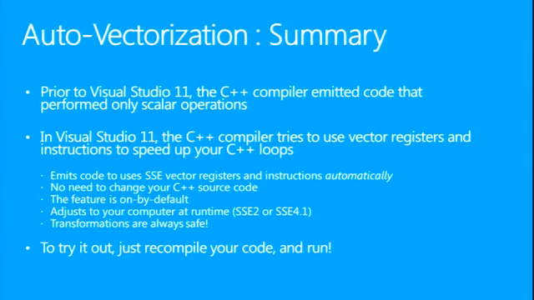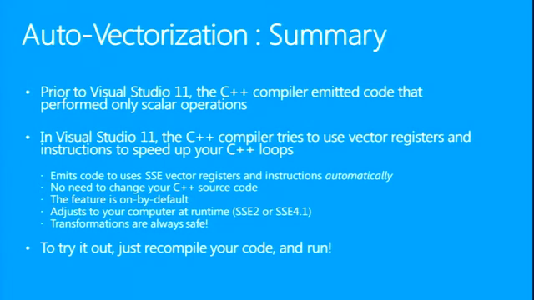However, with Visual Studio 11, the C++ compiler has become smarter. It now tries to use vector registers and instructions to speed up the loops in your C++ code. It emits these instructions to use the vector registers automatically. There's no need for you to change your C++ code in any way. The feature is on by default. You don't need to enable it, request it, or set registry entries. It's just there.